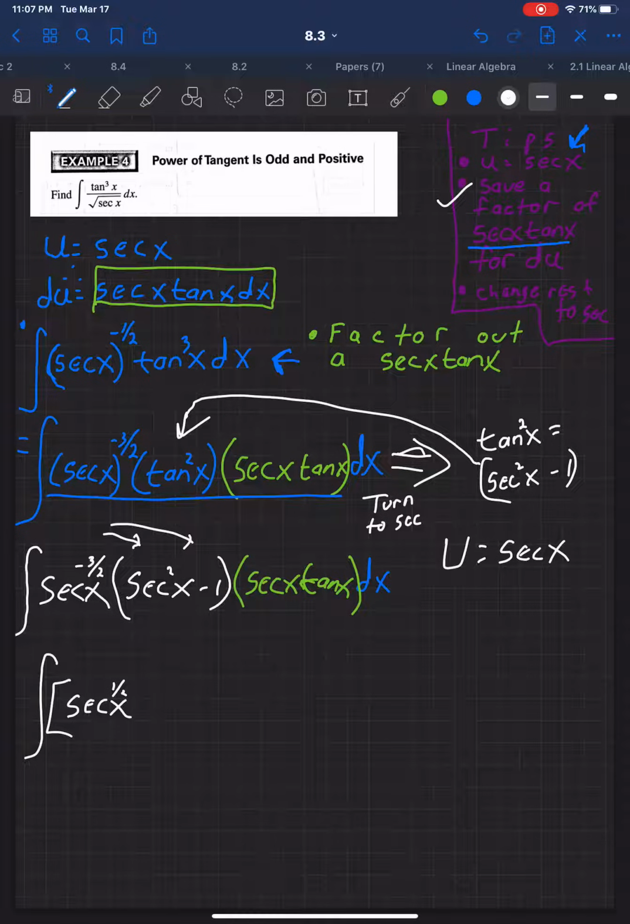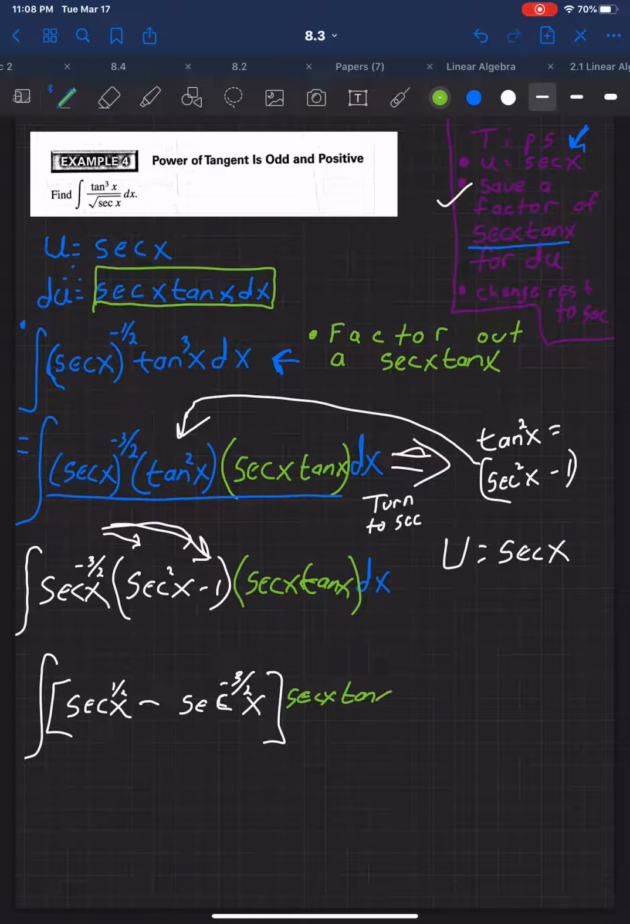Right? And then obviously that would be minus secant. So now we're multiplying by 1. So now this would be secant negative 3/2 x. And of course, you still have your secant x tangent of x. All right, so time to u substitute.